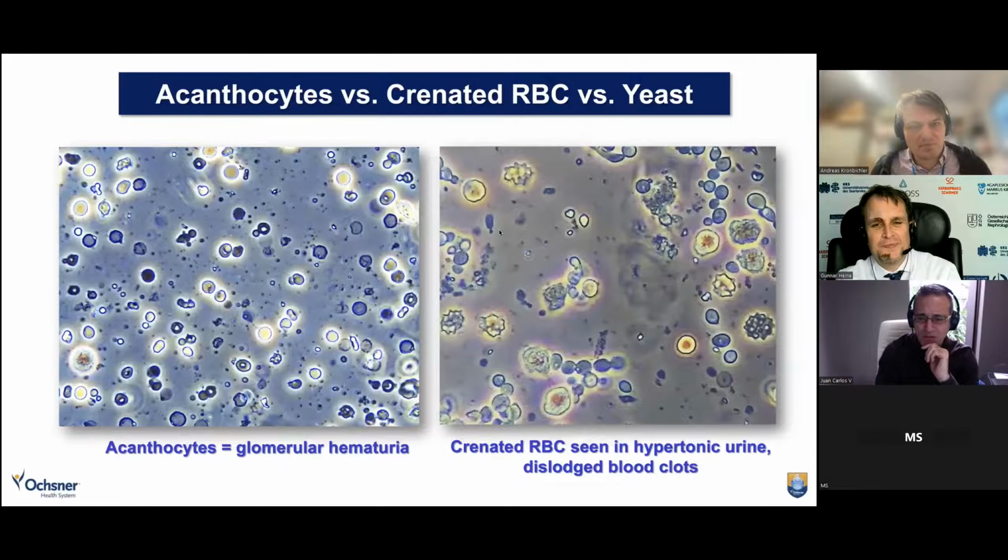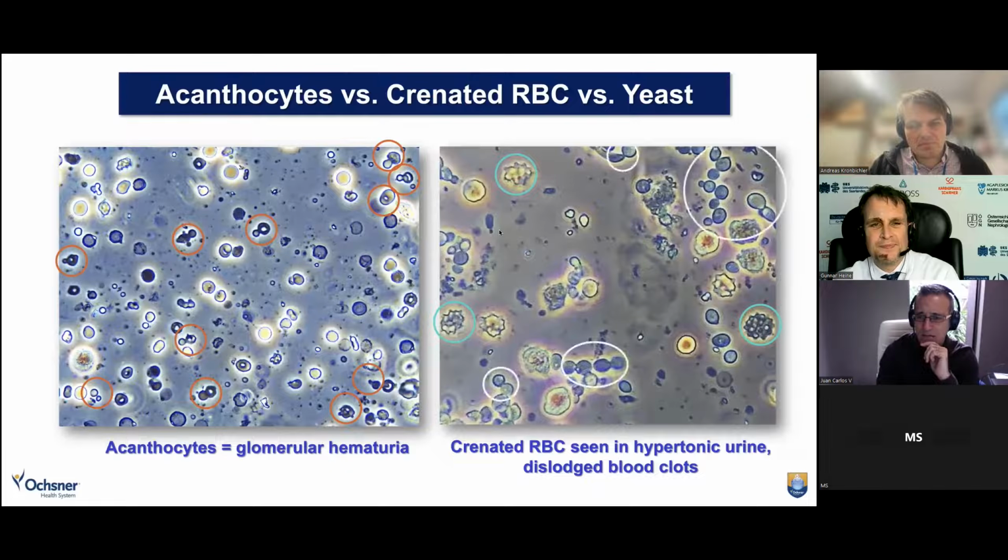Now, recognition of these acanthocytes is critical. Here on the left panel, you have a phase contrast image of multiple acanthocytes that I'm circling here in orange, some of them with 1 protrusion, some of them with 2. And then on the right-hand side, you have some crenated RBCs, very different morphology.